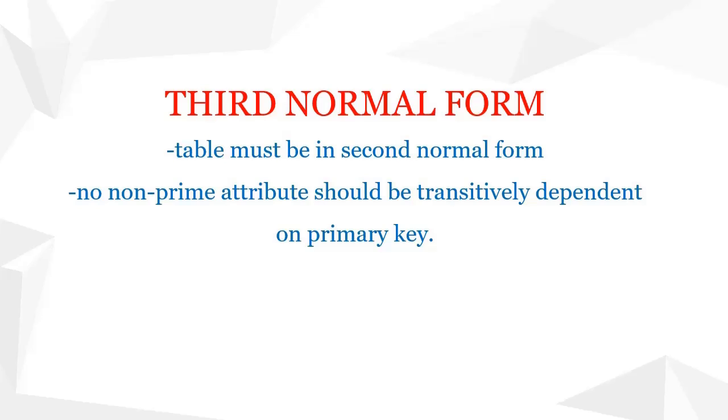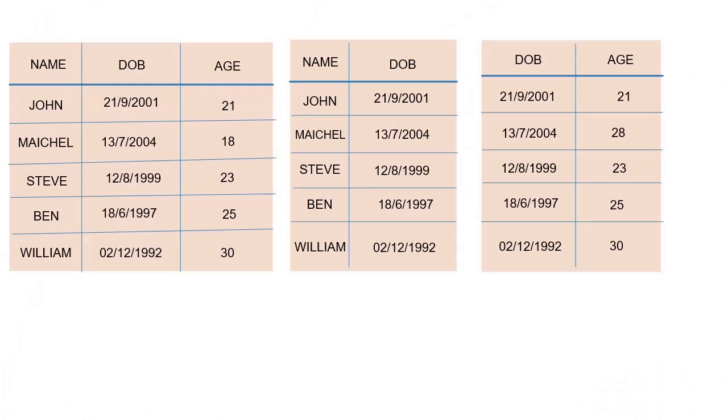But in the third rule, no non-prime attribute should be dependent on any other non-prime attribute. They should be dependent only on primary key attributes. Understood? Now, let us get into a simple example and understand it clearly. Here you can see 3 tables on your screen.